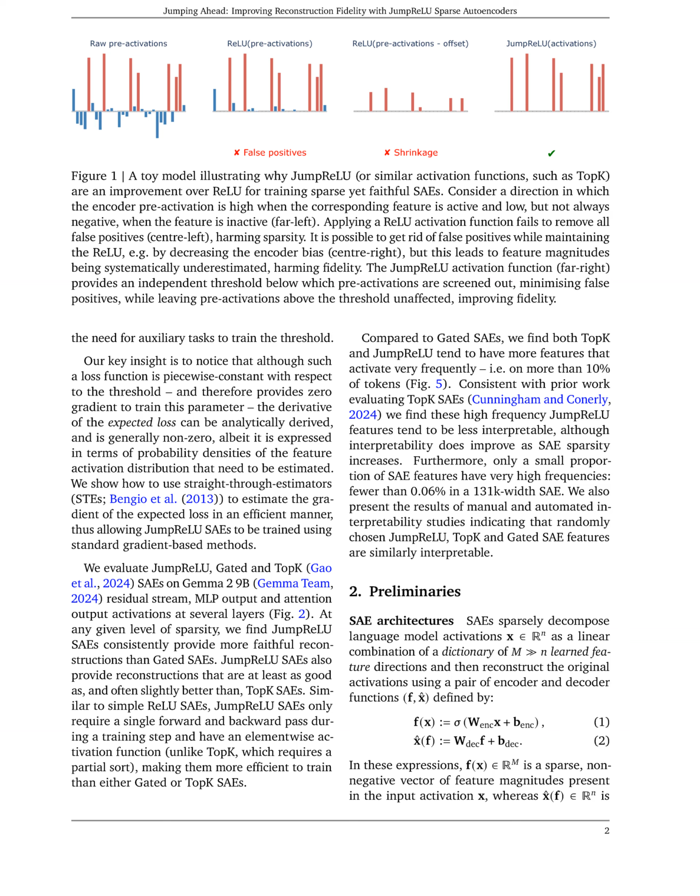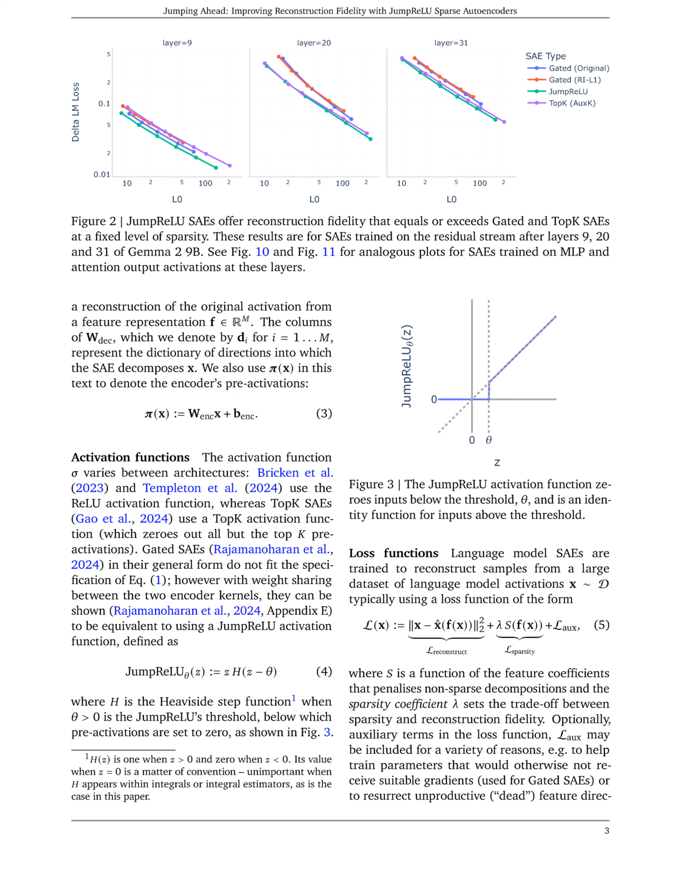The JumpReLU activation function offers several practical advantages over traditional ReLU and other methods like gated and top-K SAEs. Firstly, JumpReLU SAEs consistently provide more faithful reconstructions than gated SAEs at any given level of sparsity, and they often outperform top-K SAEs as well. Additionally, JumpReLU SAEs require only a single forward and backward pass during training, making them more efficient compared to top-K SAEs, which necessitate a partial sort.